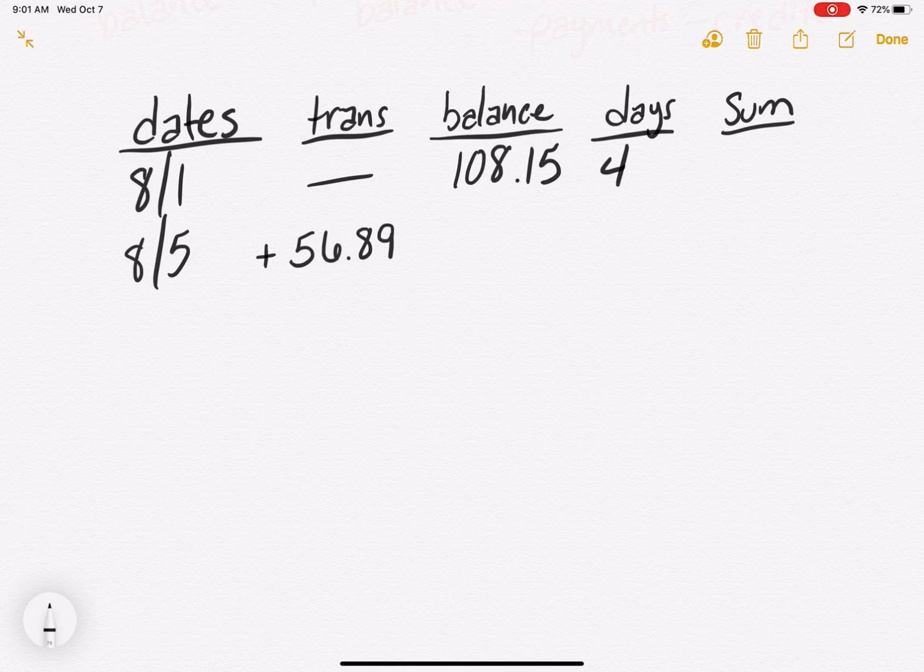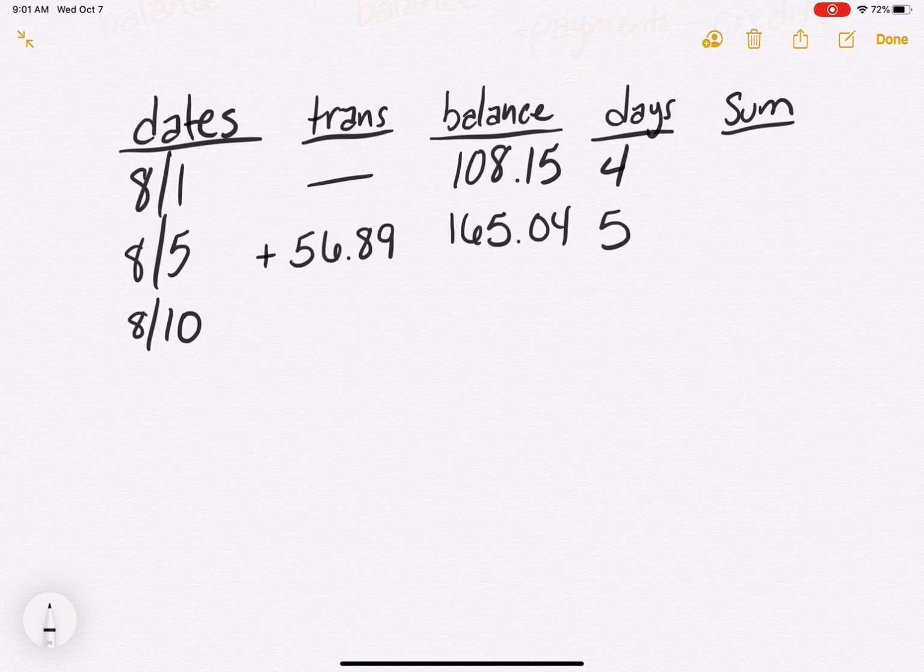Calculator wizard over here. Kevin, what is it? 160 something. 165.04. Okay, so that's our new balance. Okay, so then what's our next thing that happened? 8/10, right? So let's stop and go back up. So if something happened on 8/5 and then nothing happened till 8/10, how many days was this our balance? 5, 6, 7, 8, 9. 5 days.